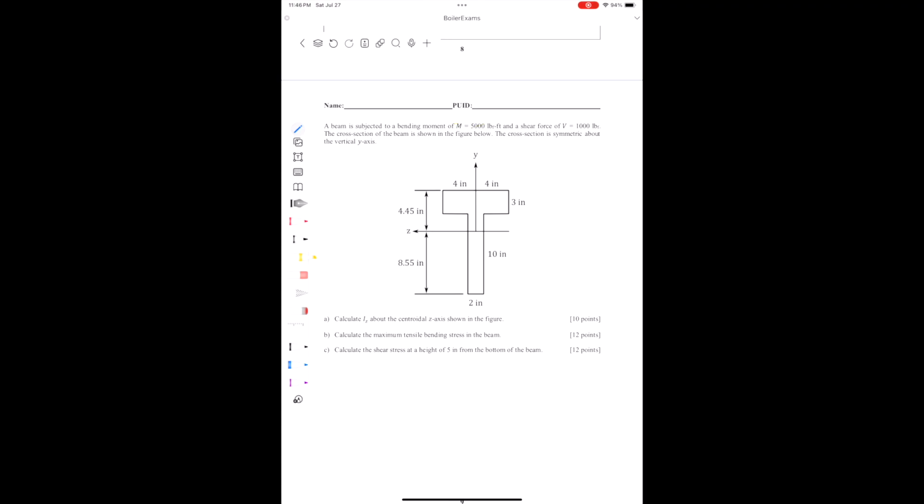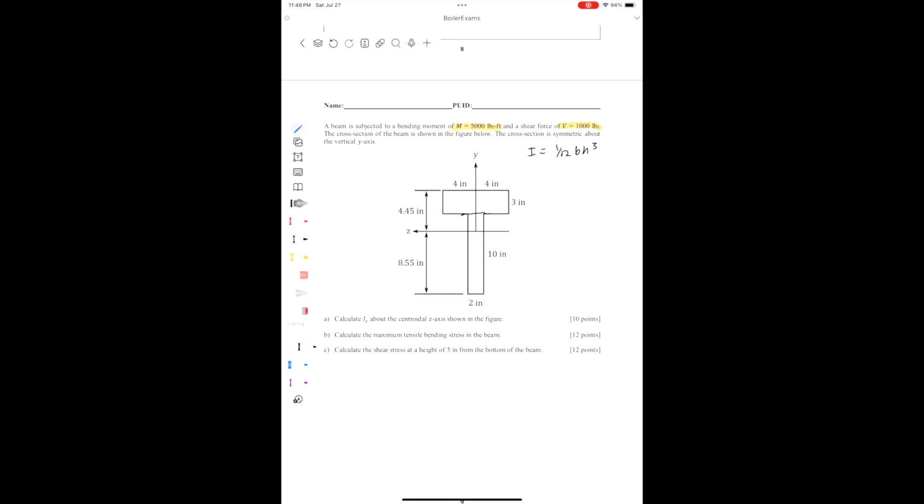We solve for the moment of inertia, then use that moment of inertia to calculate the maximum tensile bending stress, and also use that in part C to calculate the shear stress at a height of 5 inches from the bottom of the beam. So, let's go ahead and start by finding our moment of inertia. The formula for the moment of inertia of a rectangle is I equals 1/12 b h cubed.